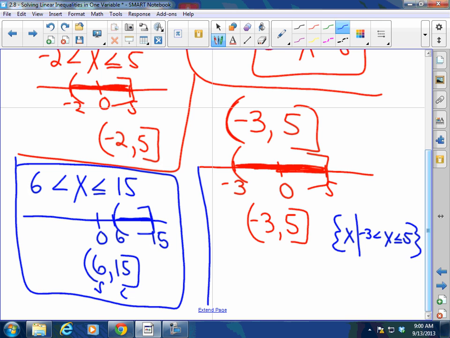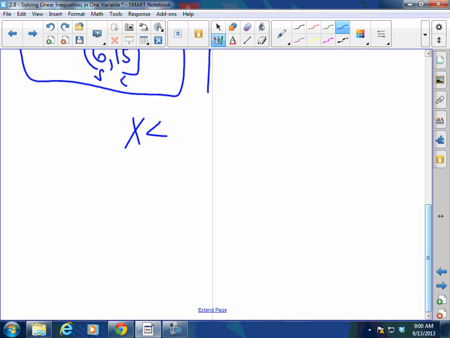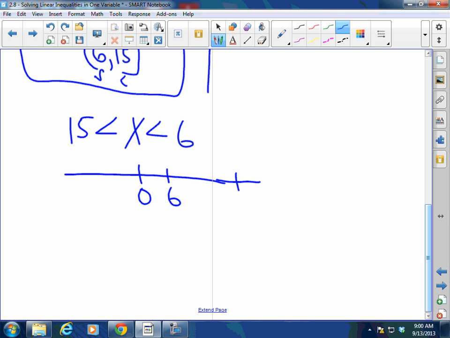What would you do with an inequality like x is less than 6, but x is greater than 15? Okay, we just did that. But okay, here's 0, here's 6, and here's 15. Oh, okay, this is a little different. Thank you, this is great. X is less than 6, so it's going this way, correct? And x is greater than 15, so it's going this way, right? Actually, that's a spectacular question. This is going to be a compound again, but it's a union.